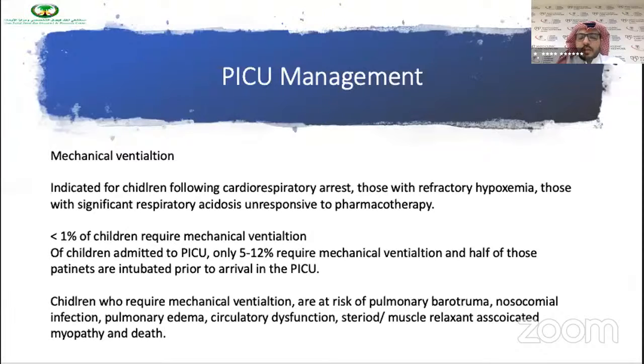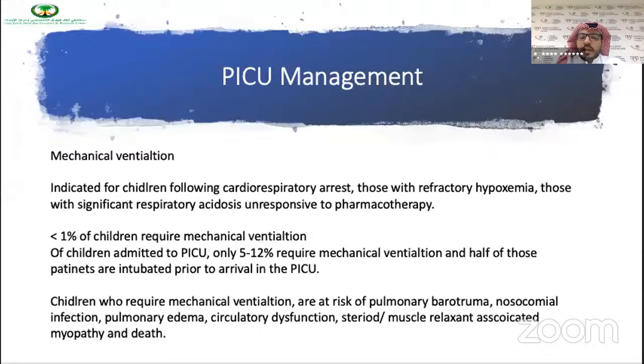Of those patients who are admitted to the PICU, 5 to 12 percent require mechanical ventilation. Half of those are intubated prior to arrival to the PICU, probably because of more awareness about, and more utilization of, non-invasive mechanical ventilation.